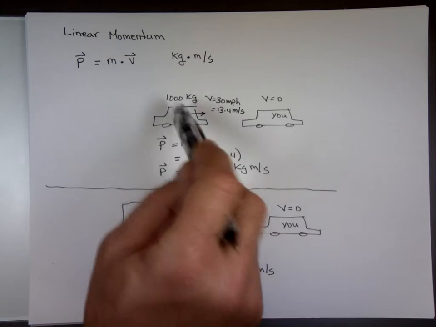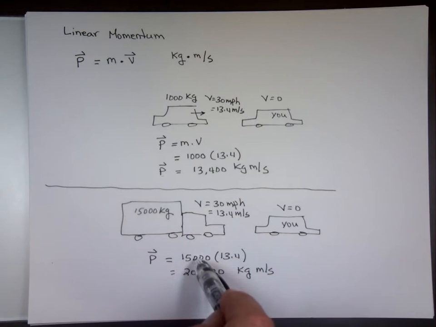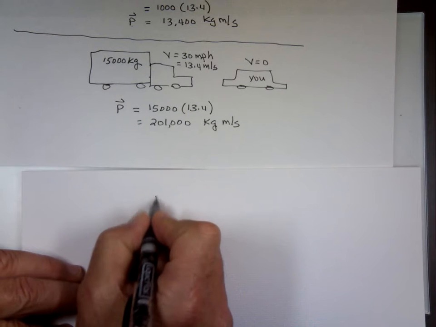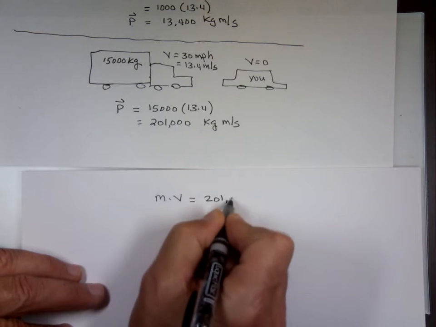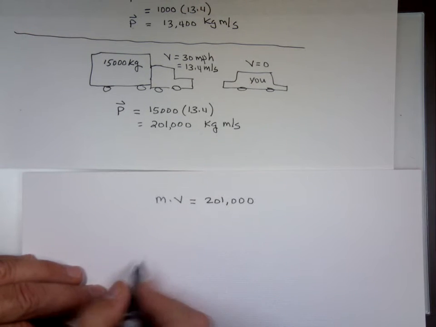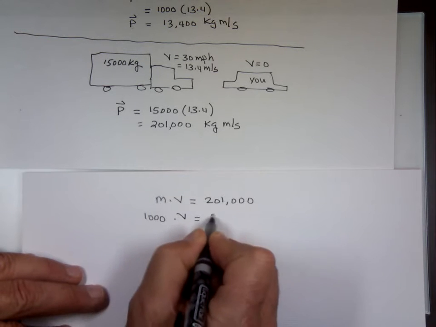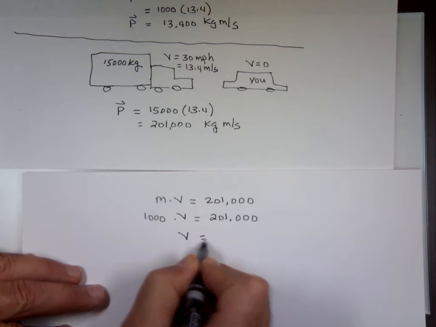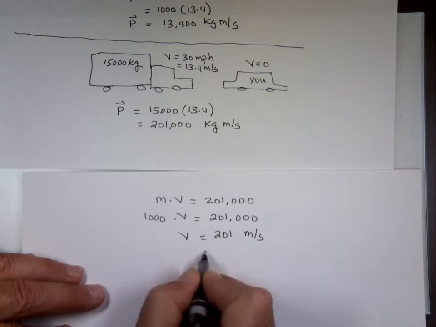So how fast do we need this car to go and hit you to create the same damage, the same linear momentum as this truck? So now I'm looking for the speed. I said I want the mass times the velocity of the car to equal what? 201,000. And the mass of the car is 1,000. So the speed of the car has to be what? 201 meters per second. Ready for this number?